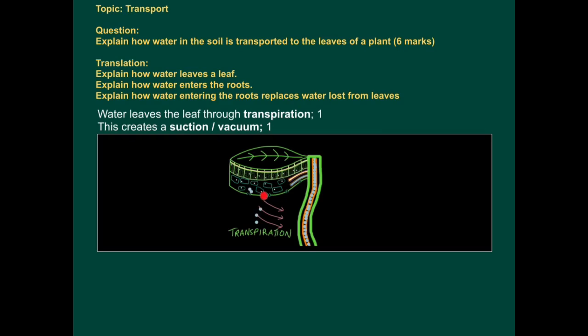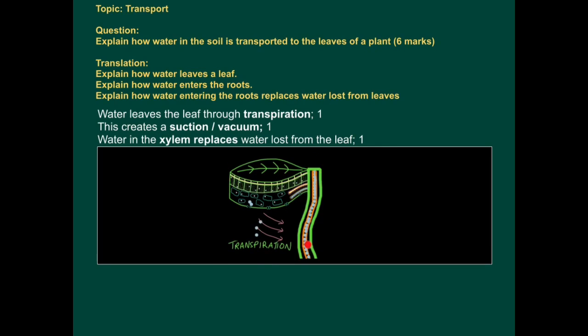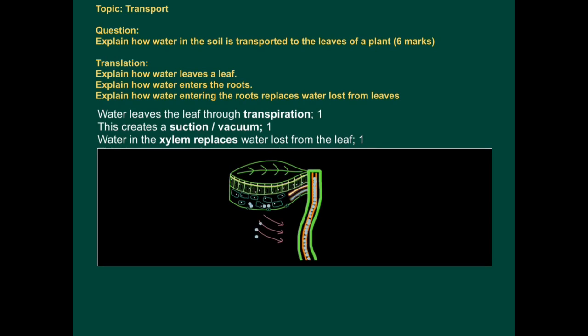This creates a vacuum in the leaf, or a suction in the leaf. This will draw water from the xylem. So water in the xylem replaces water lost from the leaf. And you can see that happening here. And you can see that column of water starts to shift upwards.